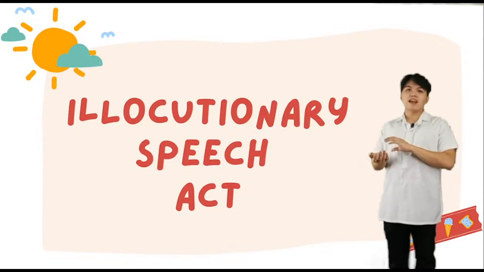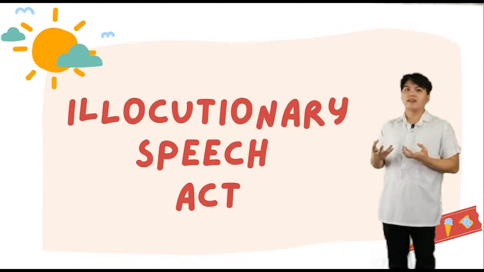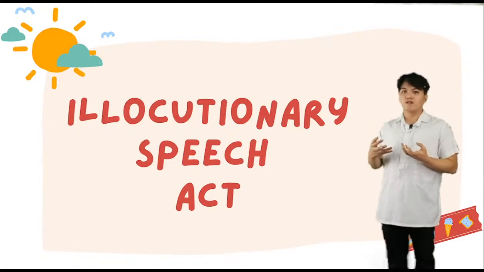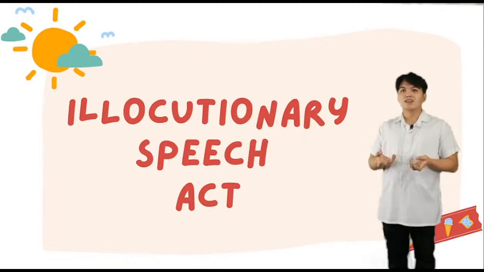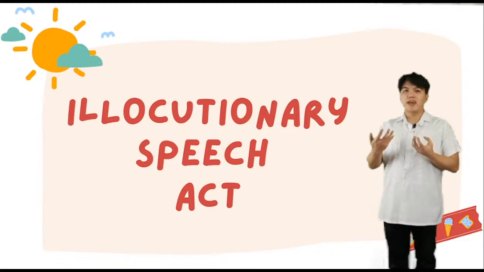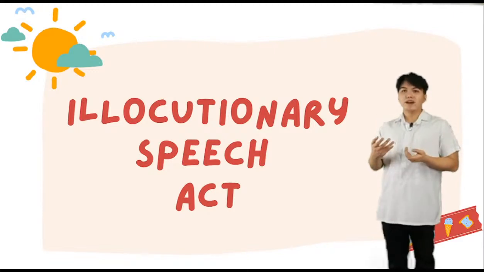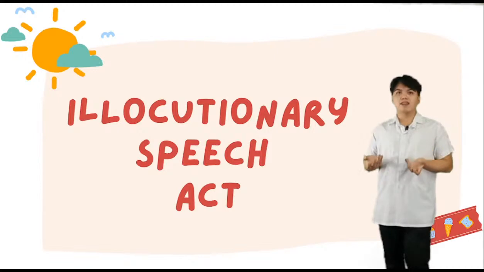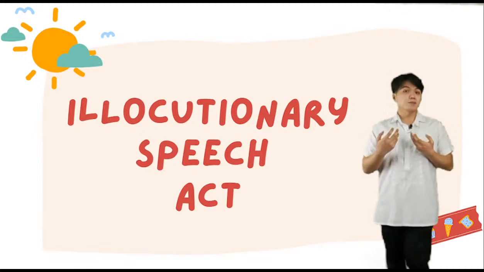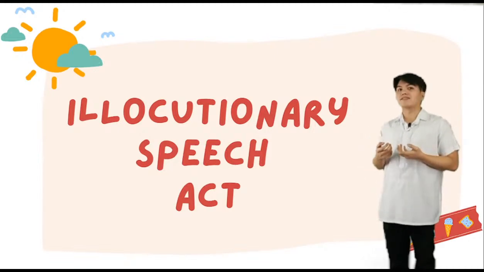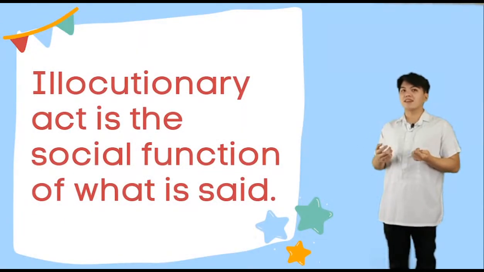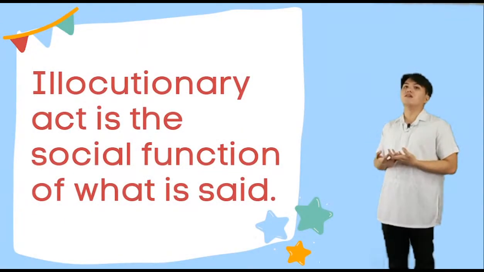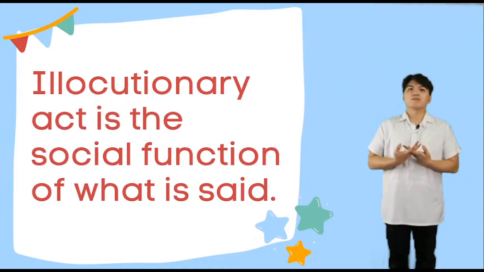Although illocutionary acts are commonly made explicit by the use of performative verbs like promise or request, they can often be vague, as in someone saying, "I'll be there," wherein the audience cannot ascertain whether the speaker has made a promise or not. In short, an illocutionary act is the social function of what is said.